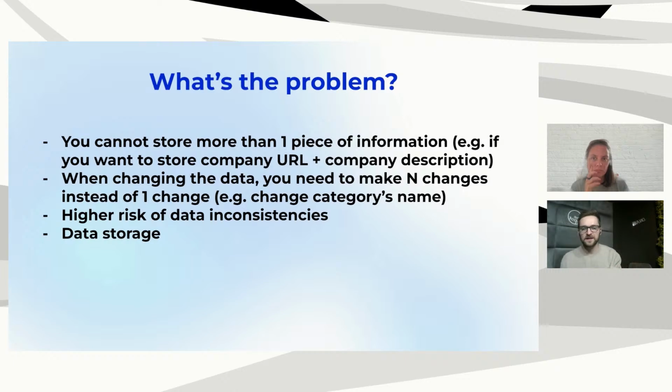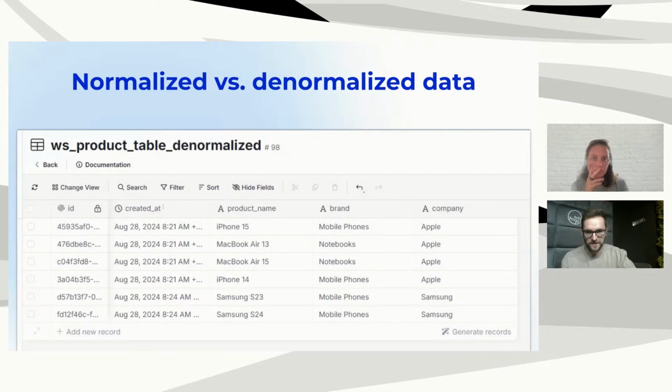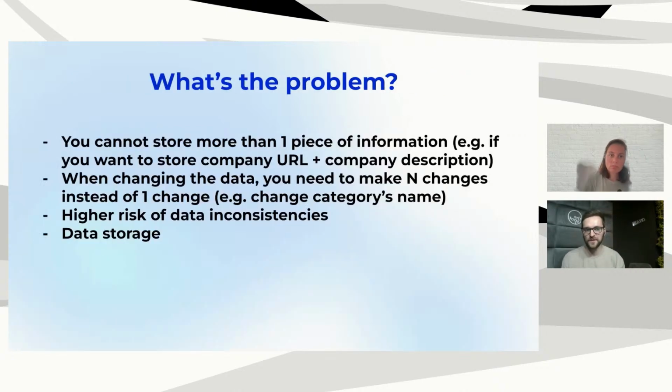So there are a few things to mention. First of all, if you are storing it only as, for example, a string like a company name or a category name, you can store only one piece of information instead of multiple pieces of information about the category or the company. Or if you are changing the data, you need to make a lot of changes instead of one change in the front table. And you are actually at high risk of being inconsistent with the data that you have.